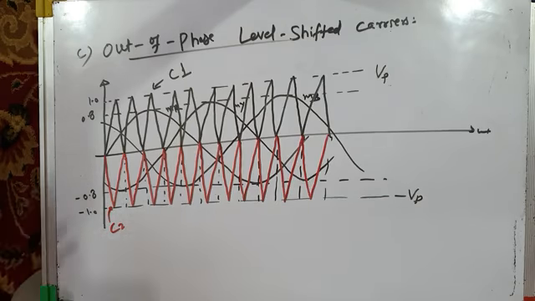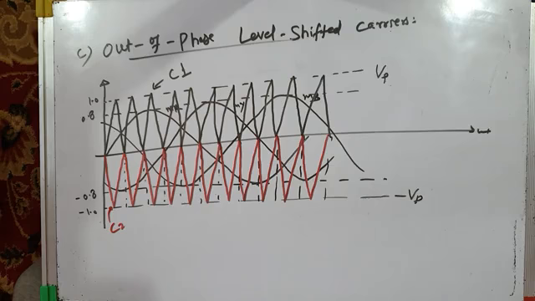Rest, the logic is same. Whenever any modulating wave is greater than both the carriers, top two switches will be on and pole voltage will be plus VDC by 2. Whenever the particular modulating wave is less than both the carriers, the bottom two switches of a particular phase leg will be on, and that pole voltage will be minus VDC by 2. And whenever the sinusoidal modulating wave is greater than one carrier but less than another carrier, the middle two switches will be on, and that will make your pole voltage equal to 0.